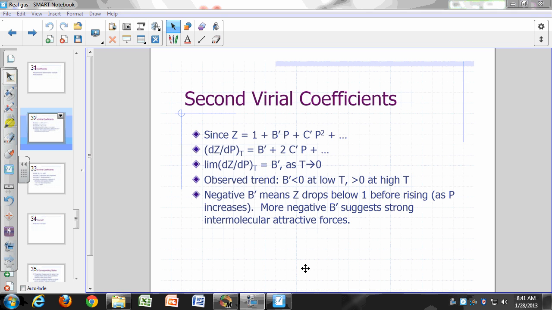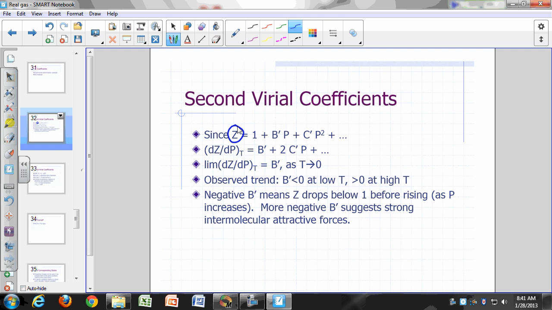All right, so last time we talked about the virial equation as a way of summarizing the behavior of real gases. Basically, what you do is you fit an isotherm to an equation that expresses Z, the compression factor, in terms of the pressure or the molar volume. So in this case, you have 1 plus a constant times the pressure plus another constant times the square of the pressure and so on. This B prime right here is called your second virial coefficient.